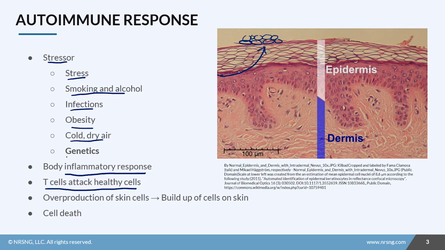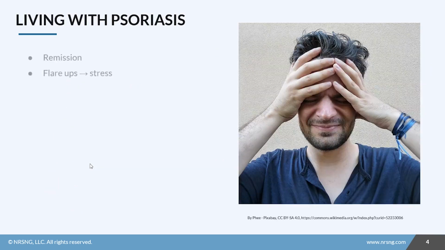So psoriasis is a genetic disorder, so it's likely to be passed on through generations. So if you have family members that have it, you have a chance to get it as well. Living with psoriasis can be pretty stressful. If a patient can manage their stress and take care of their skin lesions as well as possible, the psoriasis could go into remission. Unfortunately, it very easily flares back up with any of those stressors that we talked about.